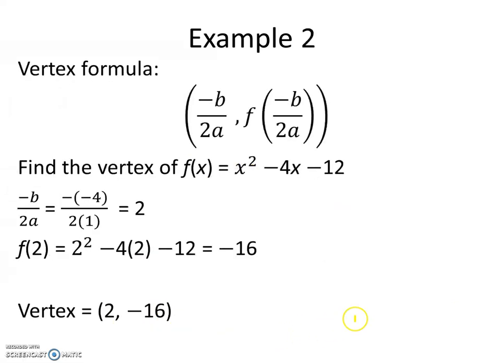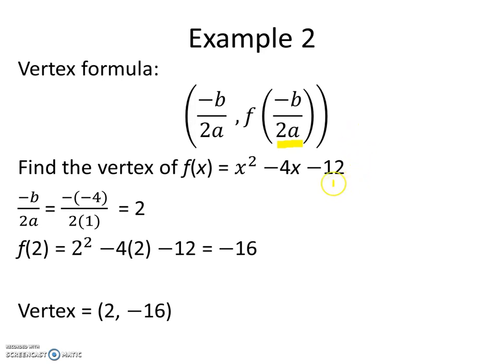Yet another way is using the vertex formula, and we can do negative b divided by 2a and find the x value of the vertex. Then we evaluate the function at that value, negative b divided by 2a.